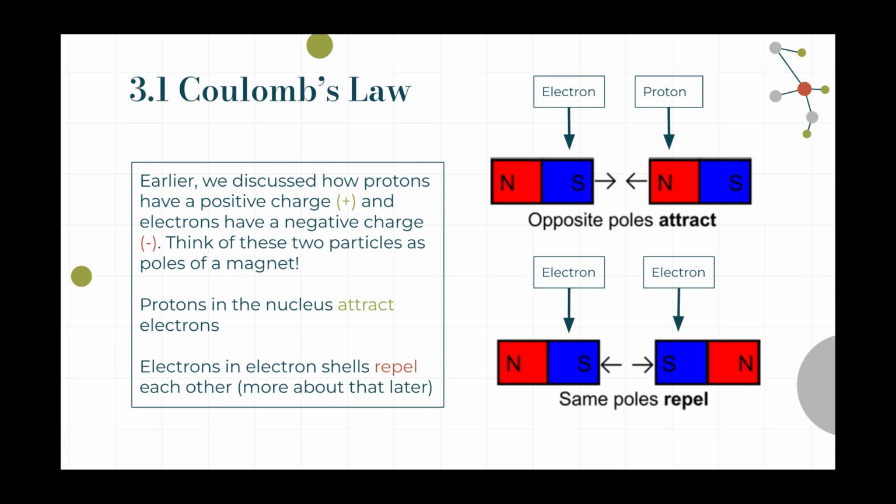Similarly, if you ever held two magnets together, you'll know that as you bring them closer and closer, it's harder to push them together, right? Let's say I'm holding the south end of one magnet to the south end of another magnet, and I'm trying to push them closer and closer, and it gets harder to make them touch. This is what we can imagine about protons and electrons. Protons in the nucleus will attract electrons, and electrons in electron shells will repel each other.